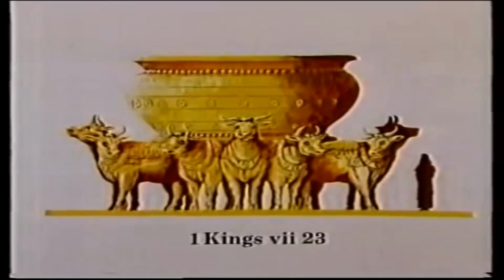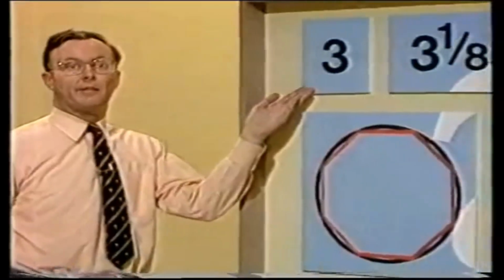Also he made a molten sea of 10 cubits from brim to brim, round in compass, and 5 cubits the height thereof. And a line of 30 cubits did compass it round about. 10 cubits across and 30 cubits around. So that extract from the Old Testament gives pi the approximate value 3.